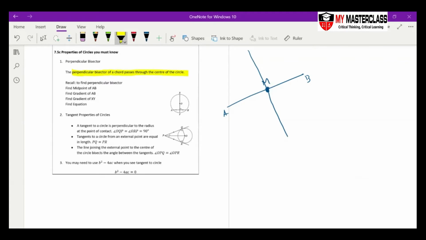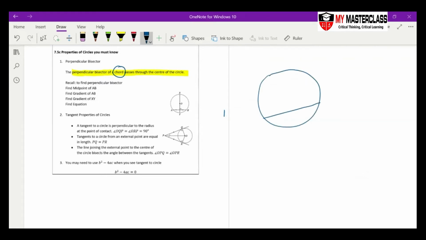And the most important part, if you print this out, highlight this: the perpendicular bisector of any chord. A chord is a line that does not pass through the center. Okay, the perpendicular bisector of any chord. So if I have a circle, I have any chord AB. So this is AB, all right. My perpendicular bisector of AB will always pass through the center of the circle. Okay, so let's say if I have another line AC, the perpendicular bisector of AC will also pass through the center of the circle. Understand?